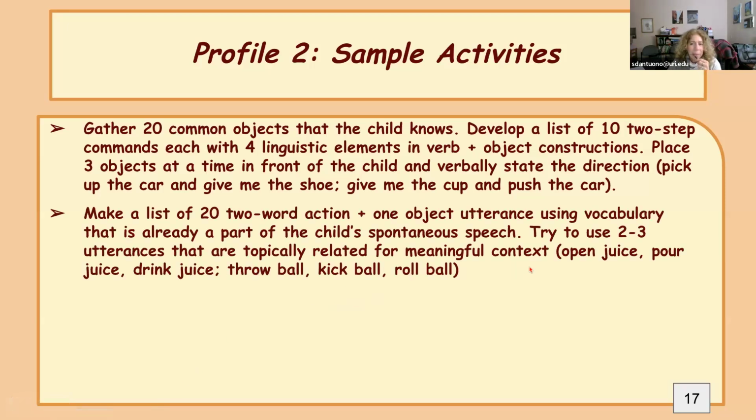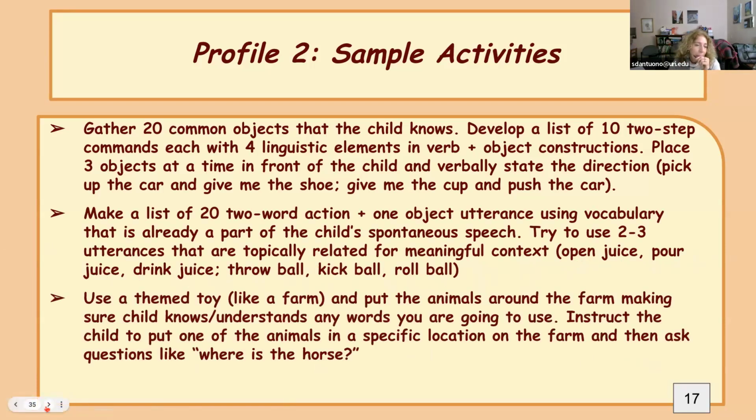This is a similar thing. Try to use 2 to 3 utterances that are topically related for meaningful context, like open juice, pour juice. This would be maybe you'd be using a kitchen set, right? Kickball, roll ball. You could do bowling. And you could just keep saying, let's roll the ball, roll ball, right? And see if they'll say it.